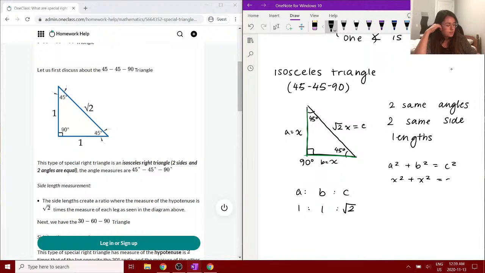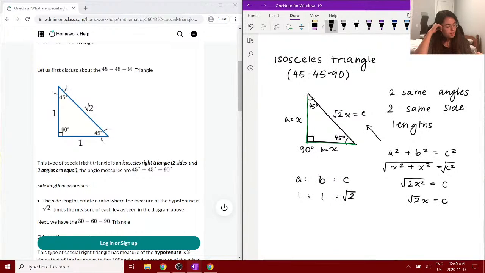And if we wanted to find out what c squared was, we just take the square root of both sides, right? And we would be able to find that it's root 2 x that is equal to c. Okay, so that's how you came up with that from the ratio. And this is the ratio of side lengths.